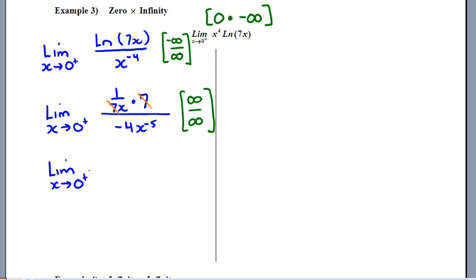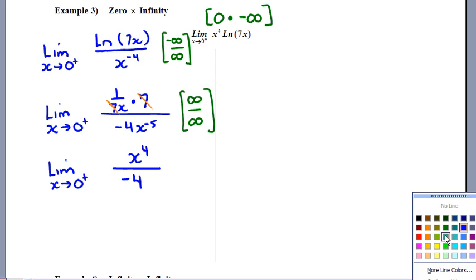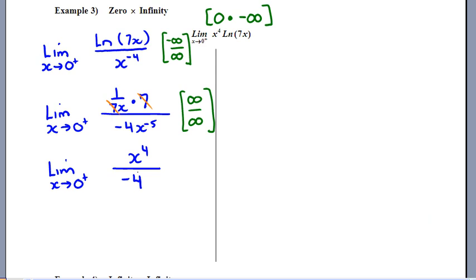Looks like there's a negative 4 down in the denominator for sure, but another way to clean these x's up, I could multiply top and bottom by an x to the 5th, and I would end up with x to the 4th all on top of negative 4. Okay, well, how does that feel when x heads towards 0 from the positive side? It's actually going to have a feeling of 0 divided by negative 4. It's not indeterminate anymore. I know what that answer is. That answer is 0. Okay, so that's my answer for that limit.